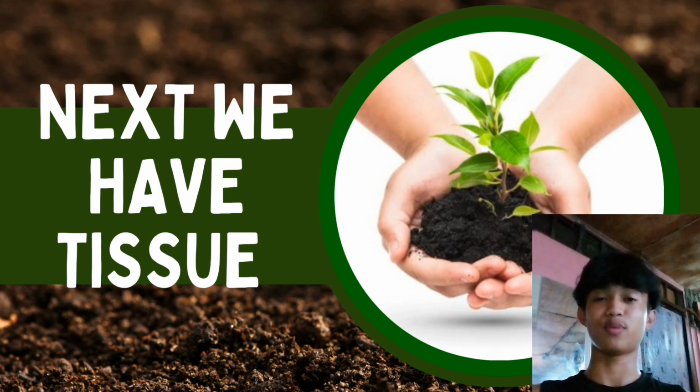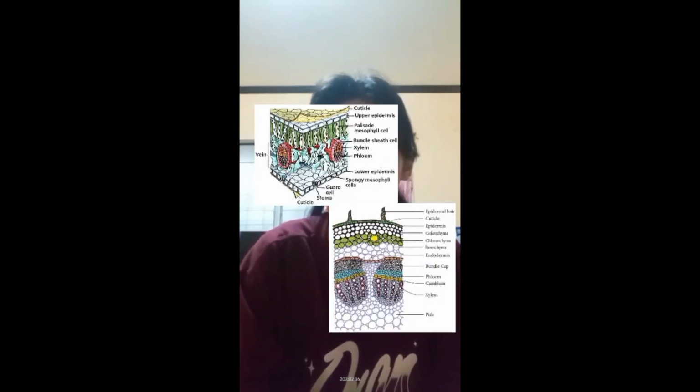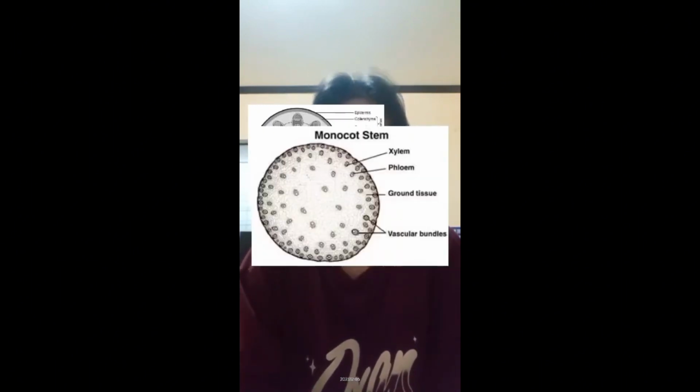So Princess Alagna will continue the report, which is the tissue. Tissues. A tissue is a group of cells that perform similar functions. Now, there are four examples of tissue systems: dicot leaf, dicot stem, dicot root, and monocot stem. There are three plant tissues: epidermal, ground, and vascular tissue. Now, let's begin with epidermal tissue.